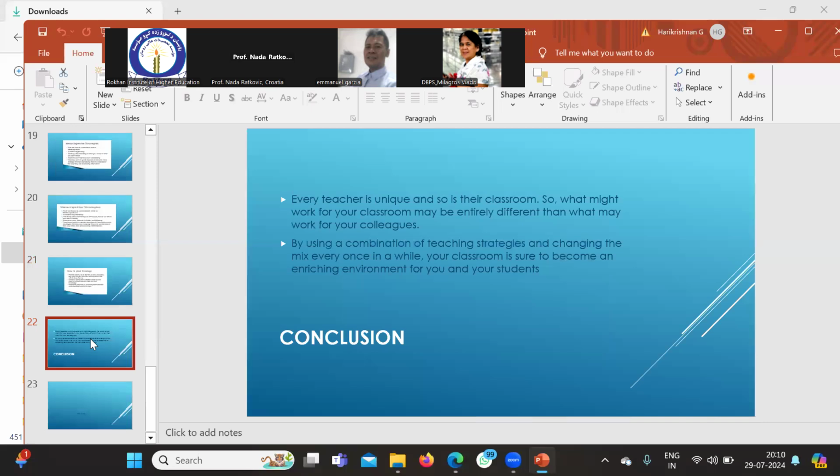And finally, I'm concluding: every teacher is unique. So is their classroom. What might work for your classroom may be entirely different from what may work for your colleagues. It will be different. You can have your own methodology. All are unique. By using a combination of teaching strategies and changing the mix every once in a while, your classroom is sure to become an enriching environment for you and your students.